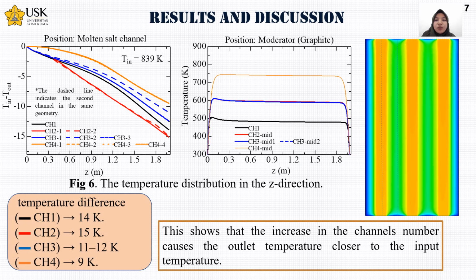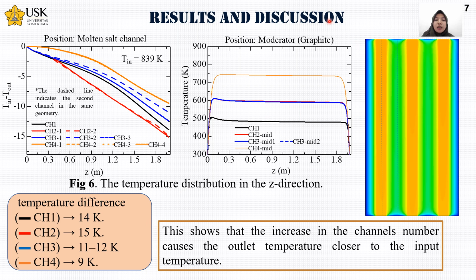And then I would like to show you the temperature distribution in the Z direction. The data is taken in the middle of the channel and the middle of the graphite. And then the data is displayed in figure 6. From the graphic, we can see the temperature difference between the inlet and outlet for all numbers of channels. Based on figure 6, we can see that the highest temperature difference in the fuel salt channel is with 2 channels, and the lowest is with 4 channels. So 4 channels have an outlet temperature closer to the input temperature.